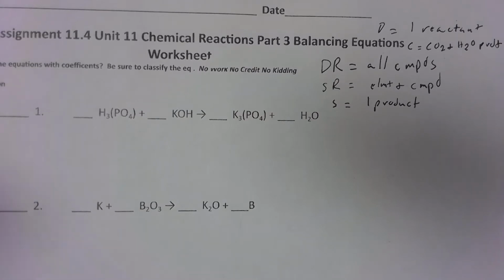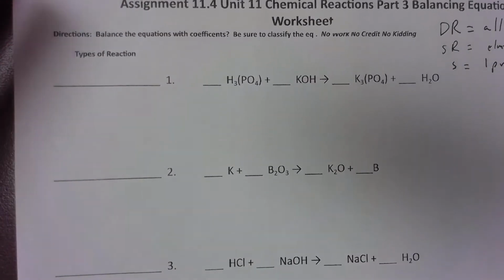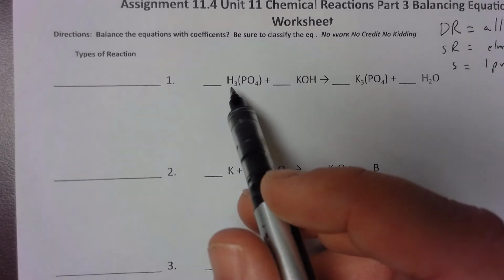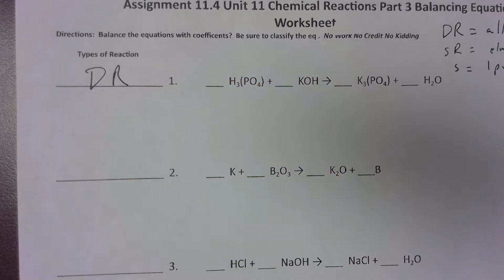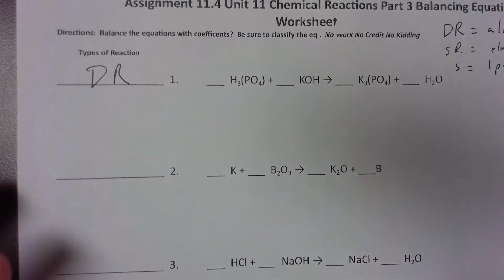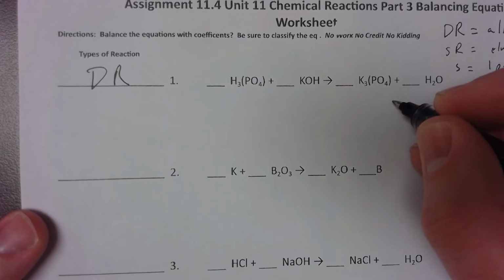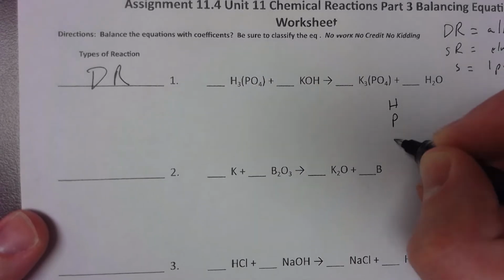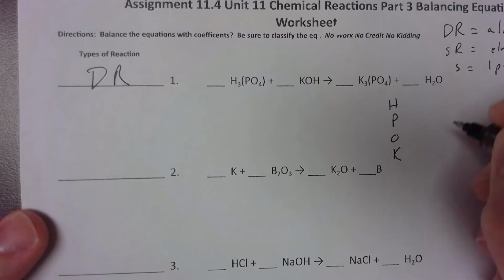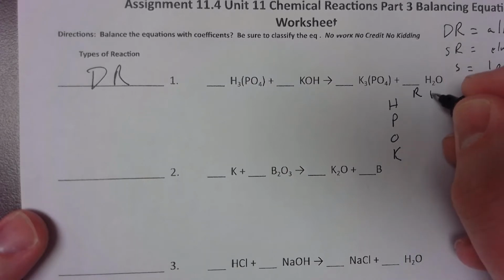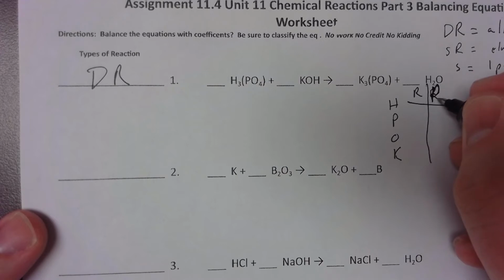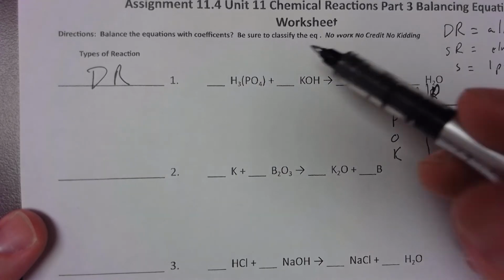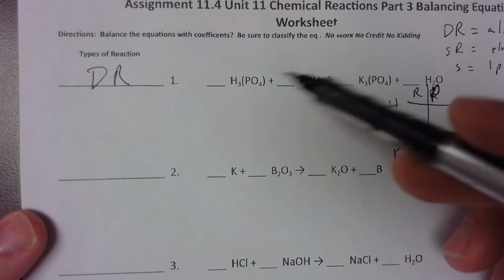Now, with that being said, if we look at this particular one, we are going to have compound, compound, compound, compound, so that makes this a double replacement. So all we need to do is separate it out. So we have H, we have P, we have O, and we have K on both sides. So we have our reactant and our product side, or left, right, doesn't matter to me, however you want to write it.